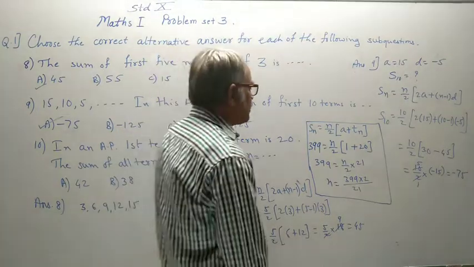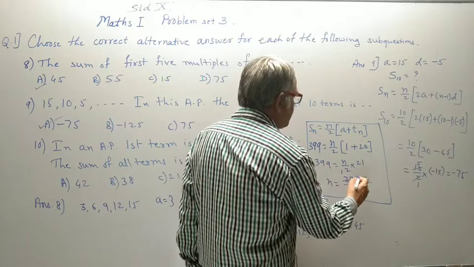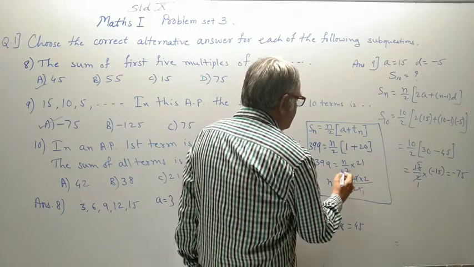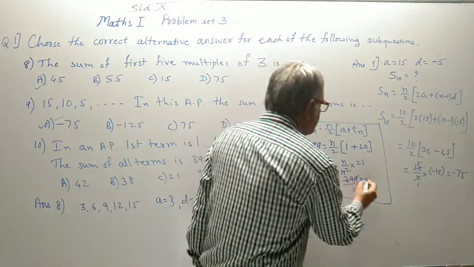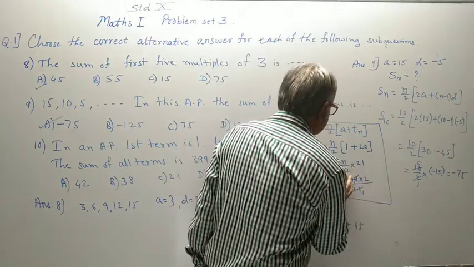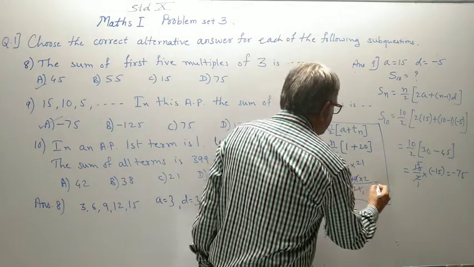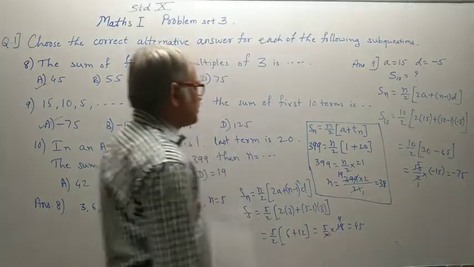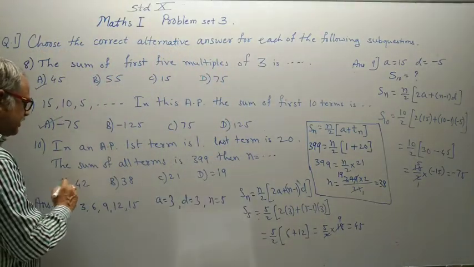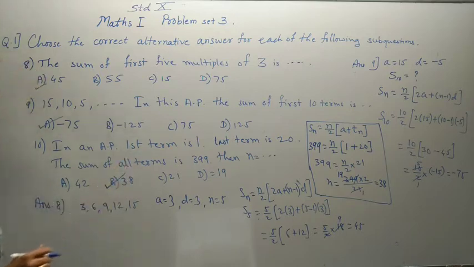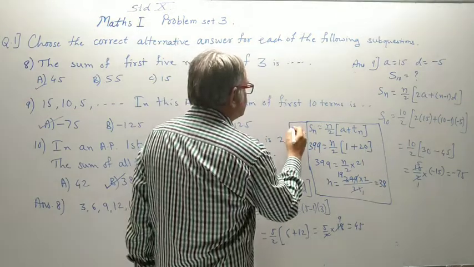Now cancel. For that you must know the table of 19. 19 ones are 19, 18 remain, 21 nines are 189, 19 twos are 38. 19 into 2 is 38. So what is n? 38. 38 such terms are there. Is it there? Yes. So this is the answer for 10th.